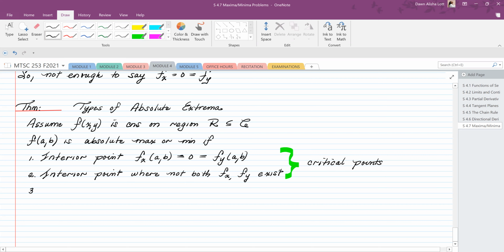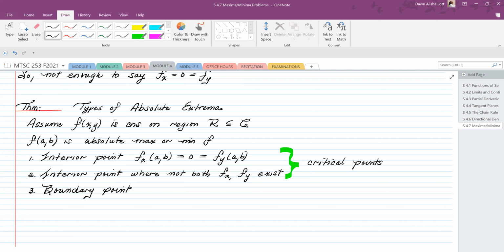Or 3, it's a boundary point. Okay. All right, so what we're going to do is what we did before. We're going to take derivatives, set them equal to 0, find our critical points. If the function doesn't exist there, the critical points don't exist there. Well, the derivatives don't exist there, or the derivatives are 0. We're going to check to see if that's a maximum or a min, and we must be on the domain.